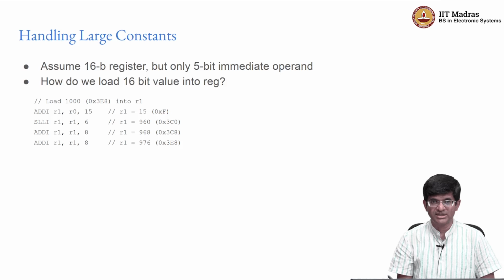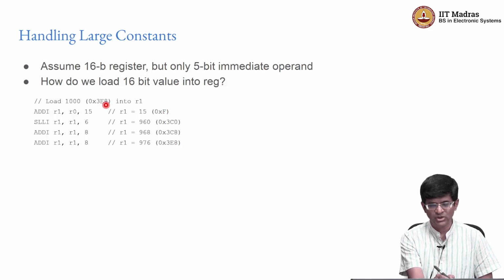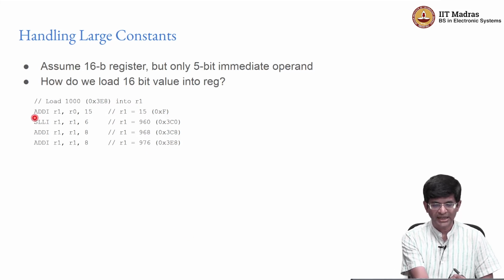Now what about large constants? As we saw, we can use only a 5-bit immediate operand with our current encoding. That's not always true, right? I mean, we might choose an encoding where we have larger immediate operands, but at some point we are always going to hit a limit. The point is you can get around that. Let's say that you wanted to load a 16-bit value into a register, right? Or not quite a 16-bit value, but at least a 10-bit value, something like this, right? 0x3e8, right, into R1. The way that we could do it would be add immediate R1 R0 15.